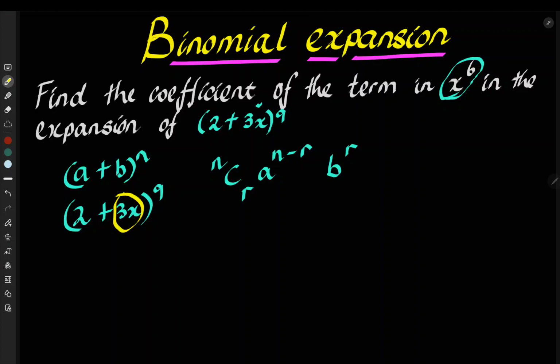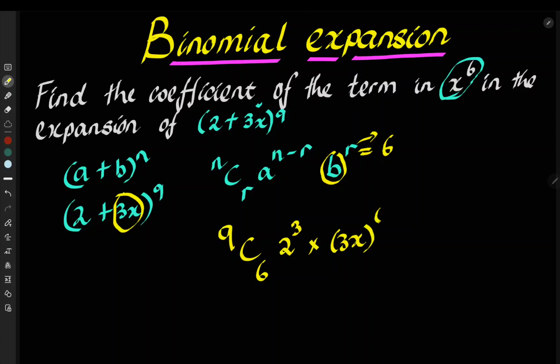In order for us to have a power 6 on the b, our value of r should be equal to 6. So we need to choose 6. For n is fixed, n is 9. So that will be 9 choose 6. Then our a is 2, so that will be 2 to the power 9 minus 6, and 9 minus 6 is 3. Then multiply by our b, which is 3x, then to the power of 6.